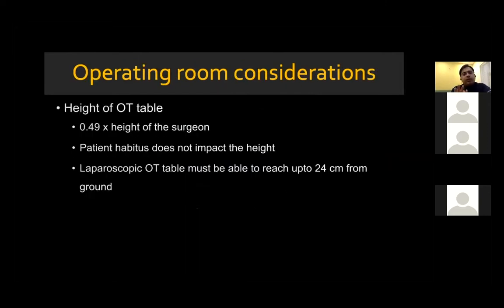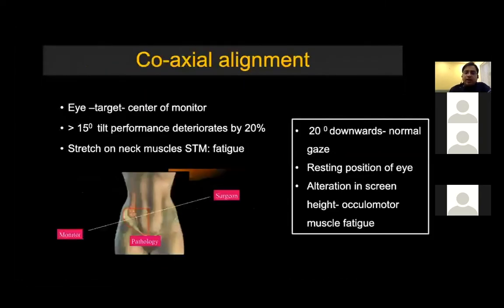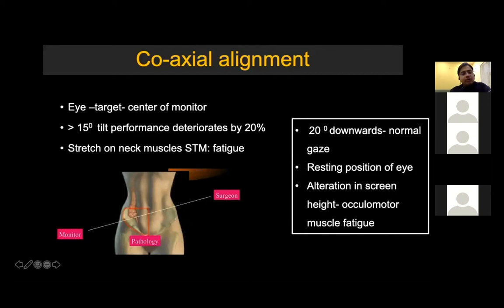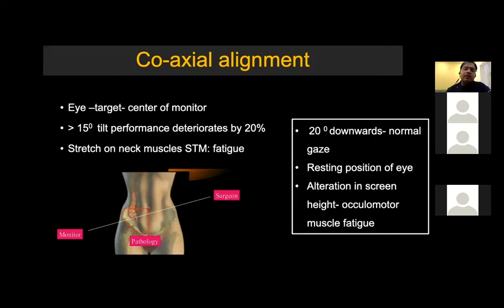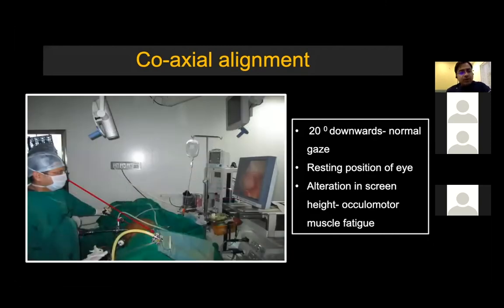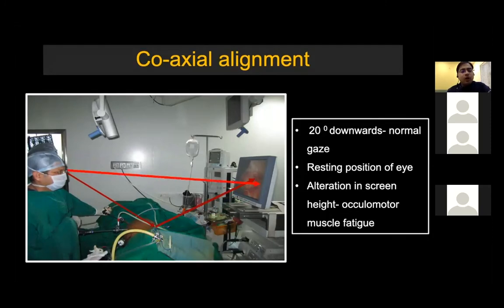So to achieve this, your operating room table should be at your level, at the level of your waist. That is an important thing. The monitor should be in a straight line. So the surgeon, pathology, and monitor should be in a straight line, and the monitor should be about 15 degrees downwards, so that there is no stretch in sternocleidomastoid and ocular muscles. So this is what you are looking to achieve, a 10 to 15 degrees downward gaze.